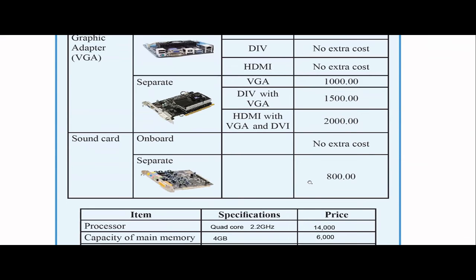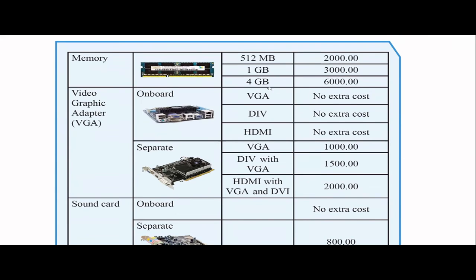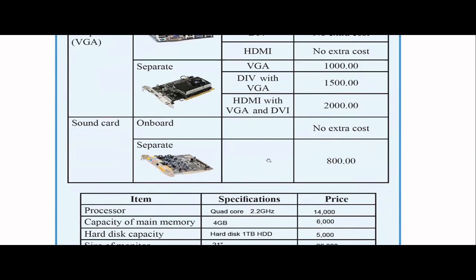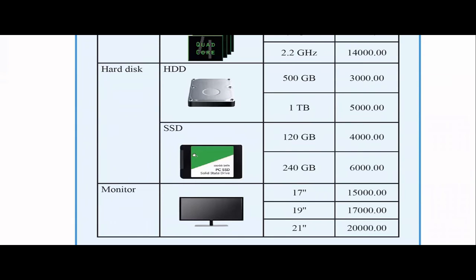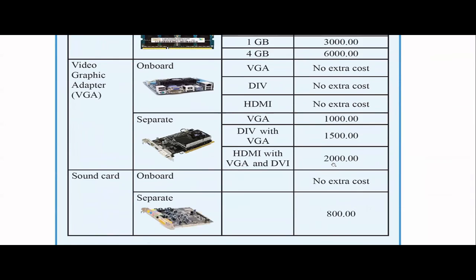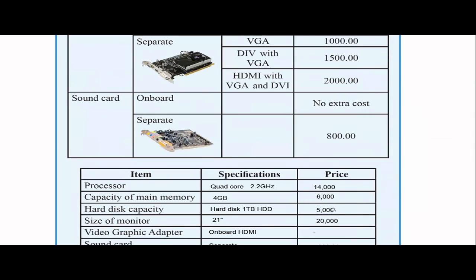So what is my main memory capacity? I would love to go for the 4 GB because then it's high speed. It's 6,000. 4 GB, 6,000. Hard disk capacity. Okay, hard disks. There are two types, HDD or SSD. And I would love to go with HDD with 1 TB, it's 5,000, right? So that's why I got 5,000.